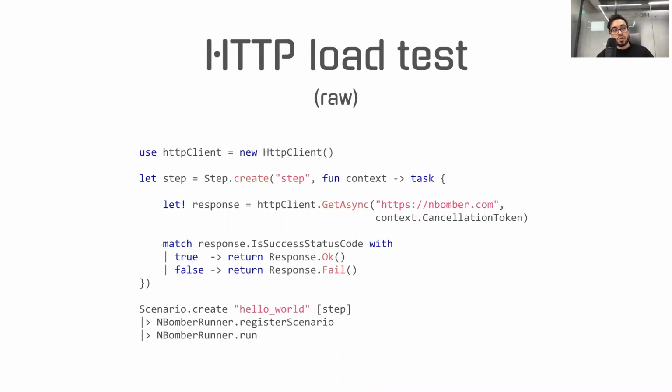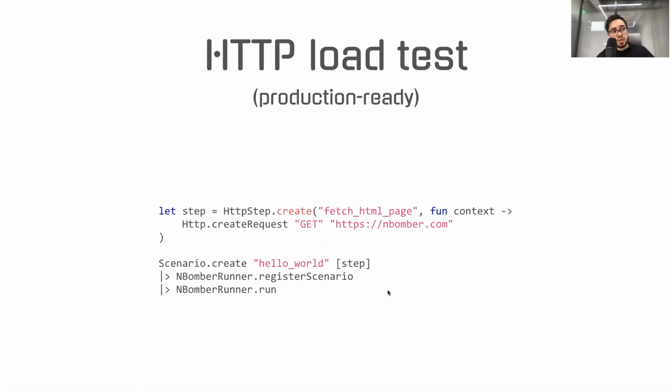Here is an F# example with raw HTTP. It's not production ready, by the way. I just want to show you the mechanics. So you're creating an HTTP client, then you inject it into the step like a closure, and then you're just executing a sink, getting the response, and then matching the result. In C# the code will be pretty similar. There is, by the way, an example in C# with HTTP. And NBomber will just measure this lambda function.